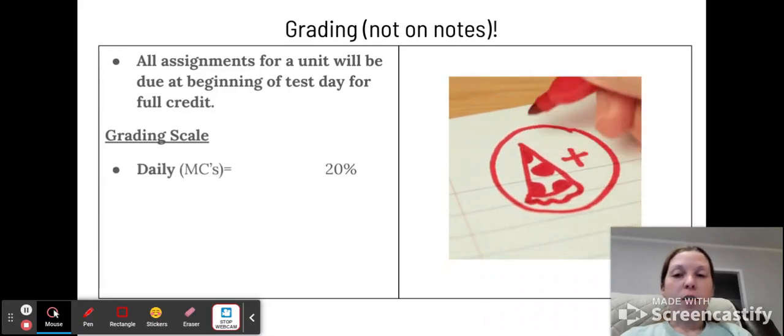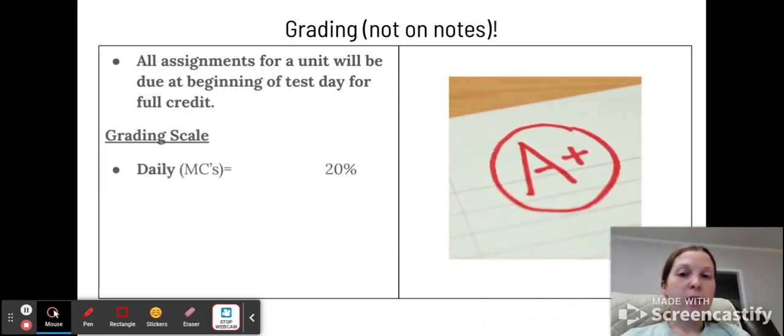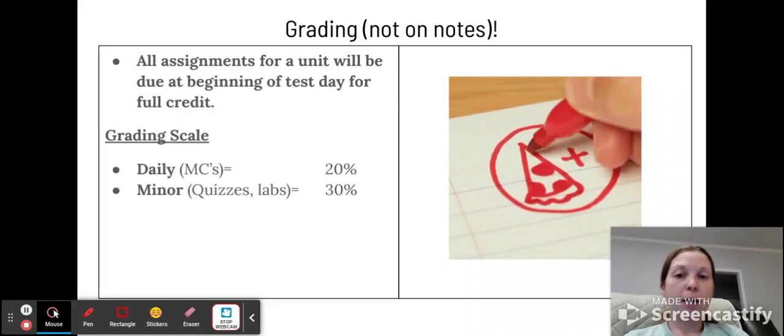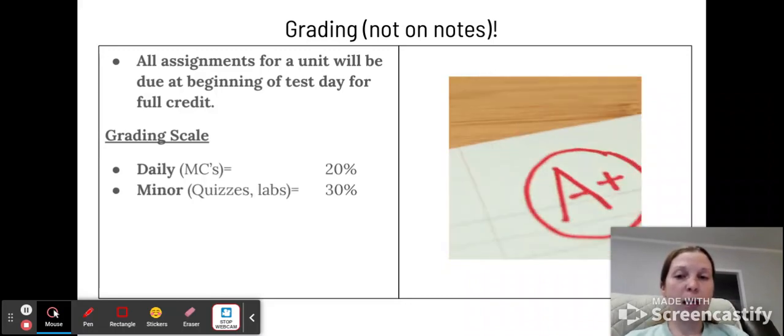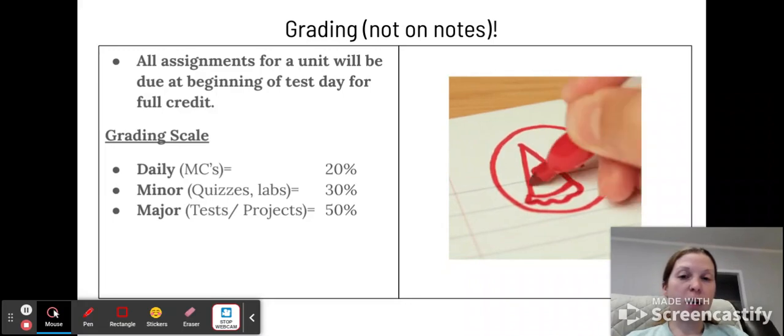On your grading scale, our dailies are our mastery checks. Those are 20%. Minors, which are quizzes and labs, are 30%. And majors, which are tests and projects, are 50%.